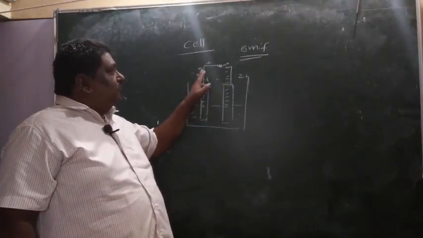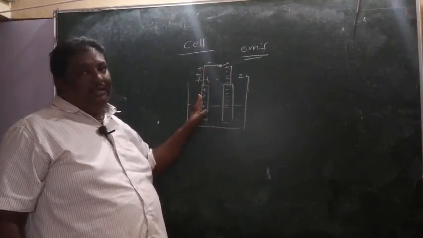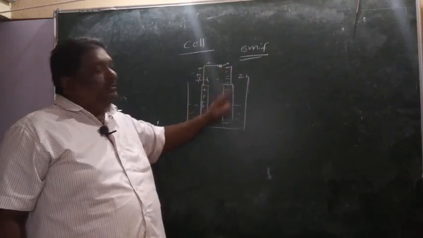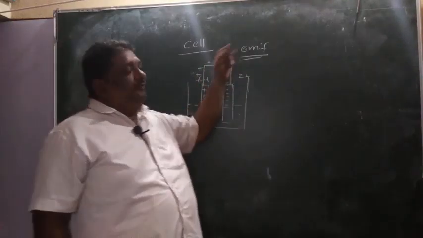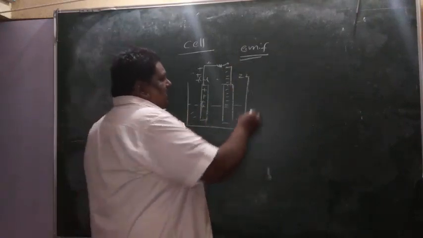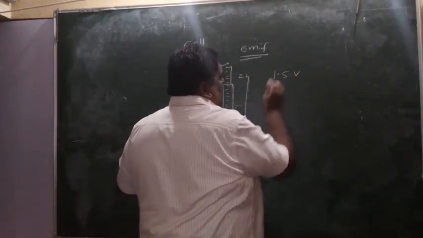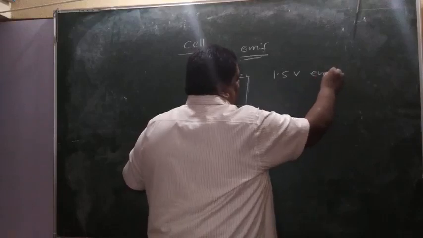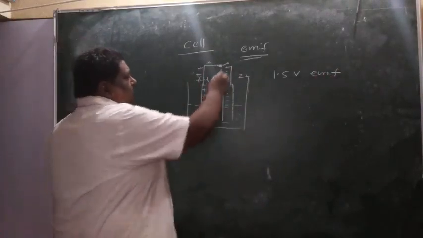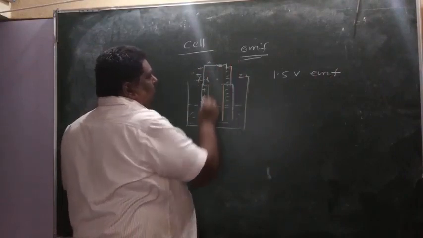In this situation, the circuit is open. Therefore, the potential difference between these two open ends is called EMF. Its unit is volt. Generally, a cell will have 1.5 volts EMF. Right. Now the circuit is closed.